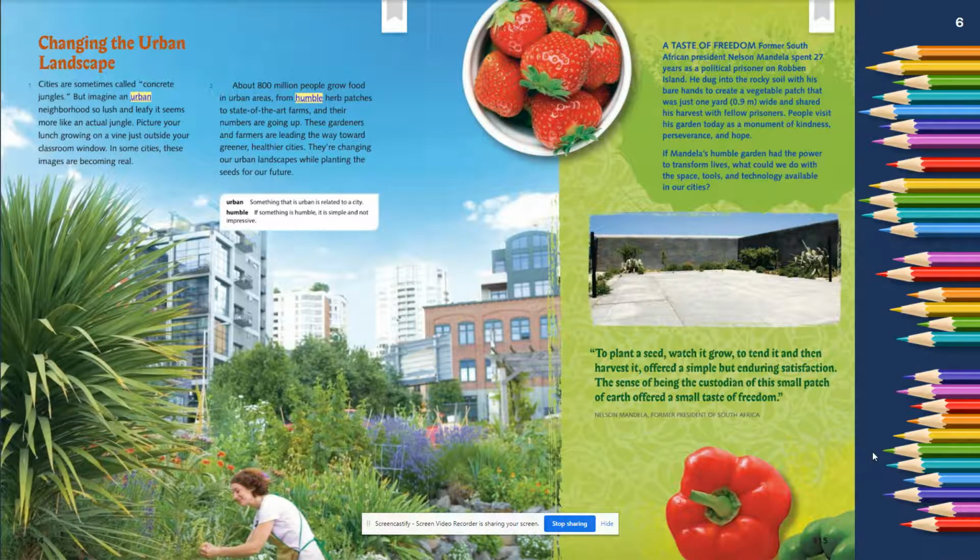About 800 million people grow food in urban areas, from humble herb patches to state of the art farms, and their numbers are going up. These gardeners and farmers are leading the way towards greener, healthier cities. They're changing our urban landscapes while planting the seeds for our future.